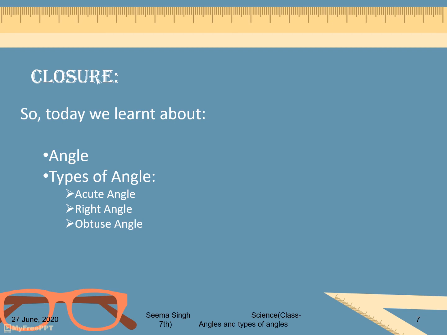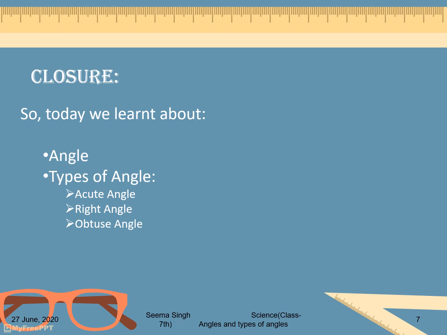So that's all for the day. Let's do a quick recap of what we have learned. We have learned about angle. What is an angle? Means how do we say that an angle is formed? It is when two rays, two arms or any two sides meet at a common point or a vertex, it forms an angle. And based on the angle formed, we can classify the types of angles.